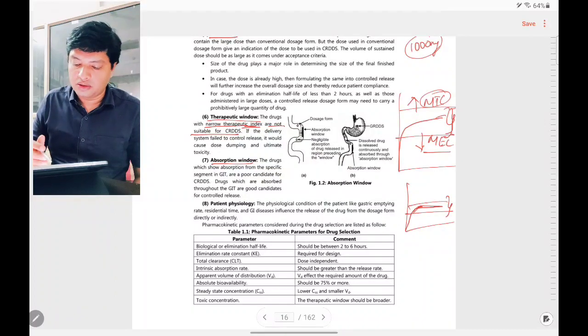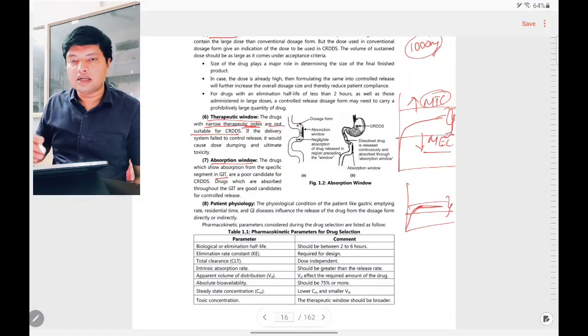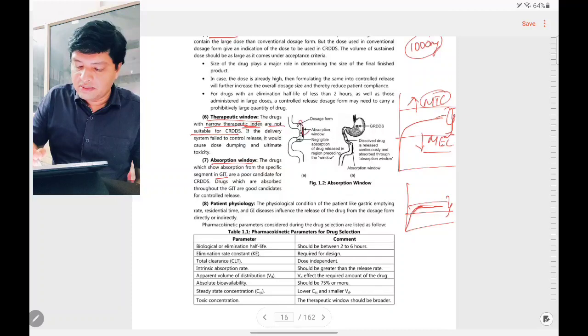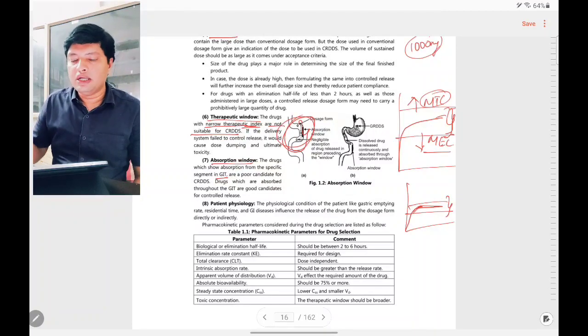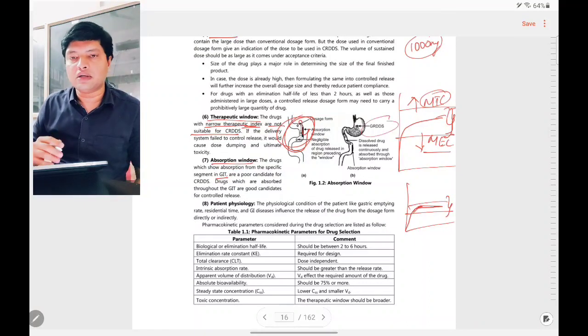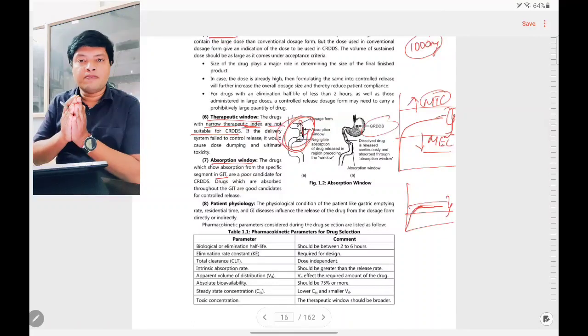Next, absorption window also. So the drugs show absorption from a specific segment like GIT, or you can say intestine or somewhere. If the drug is showing absorption only in the GIT here, see it has been depicted here. If it is showing only in the GIT, in such case we can formulate into gastroretentive drug delivery system. For that, the drug candidate is a good candidate.